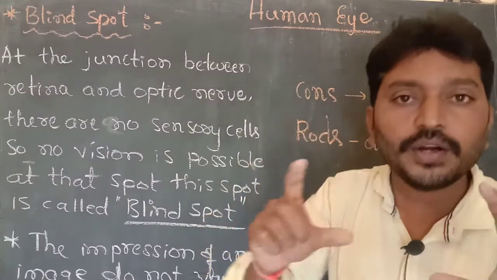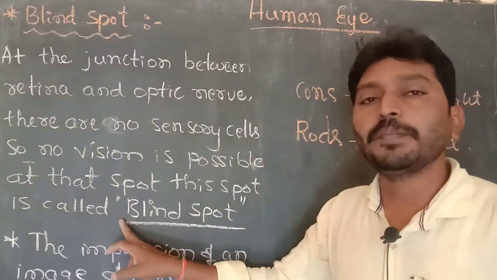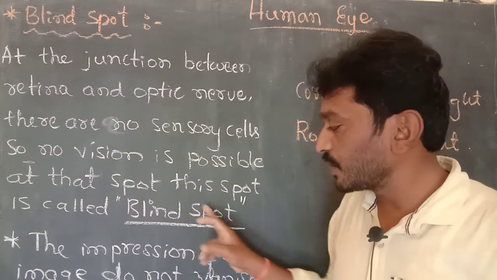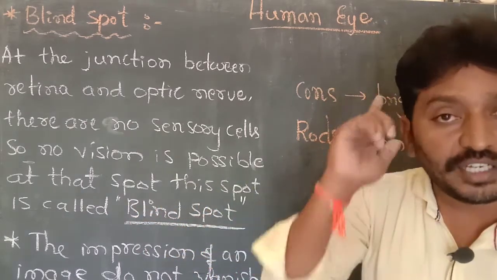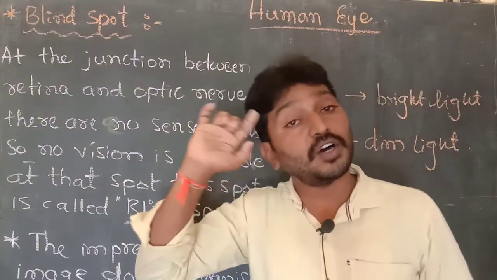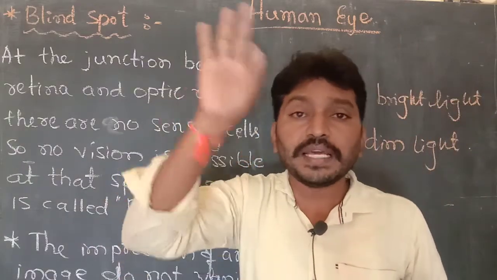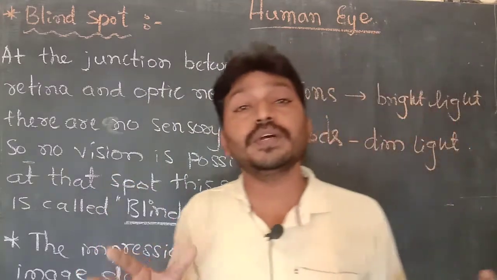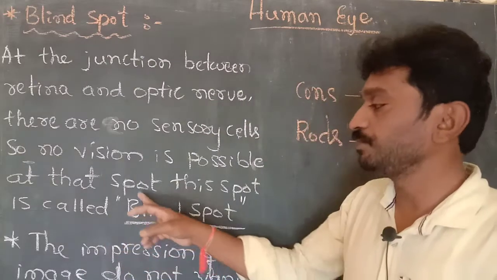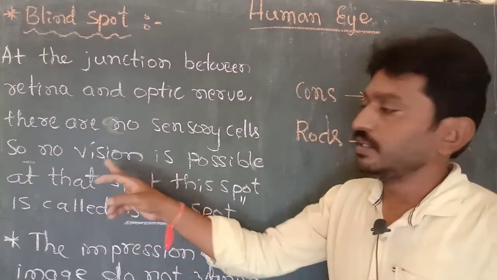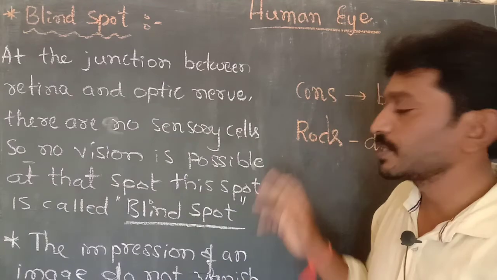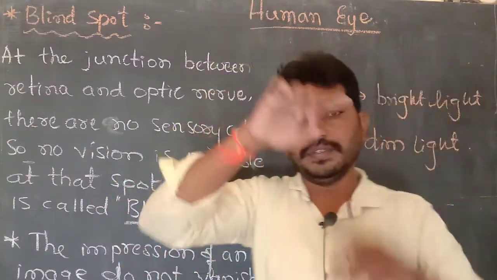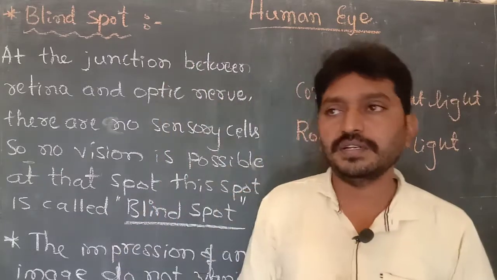So that spot we call the blind spot. Dear students, once again I will say the blind spot is very important. There is a junction between the retina and the optic nerve. In that place, in that passage, there are no sensory cells, so no vision is possible. So that spot is called the blind spot. Okay, this one we will discuss again in the structure in the next classes.